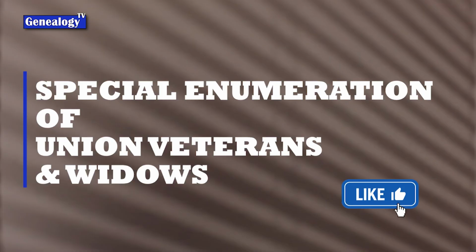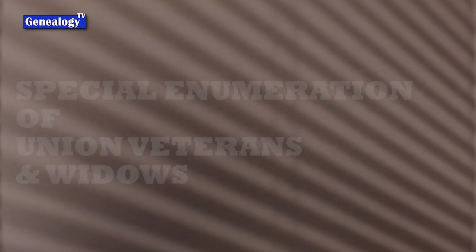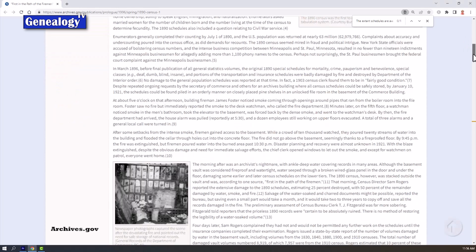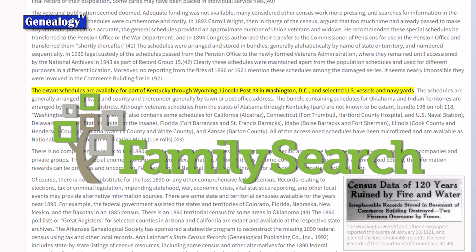Now there's the special enumerations of Union veterans and widows, which was actually taken in 1890, and so part of that has survived. Now, some of that is for part of Kentucky through Wyoming and parts of Washington, D.C. There was some selected U.S. vessels and Navy yards as well. Now, these records can be found for free at FamilySearch, and I've left a link in the handout for that if you want to check that out.